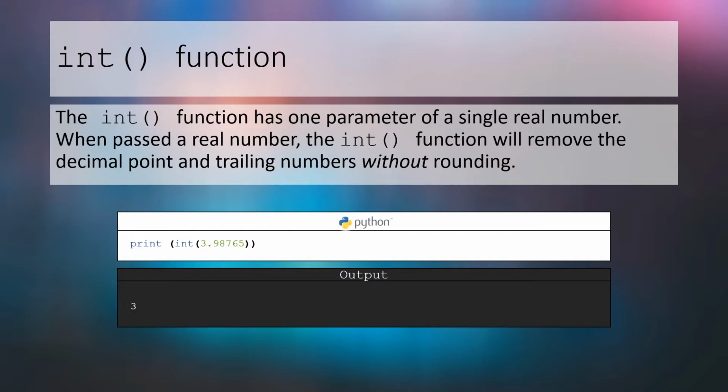So if you look at the example below, we've got the integer function being passed a real number of 3.98765, which converts it to 3 as a whole number.